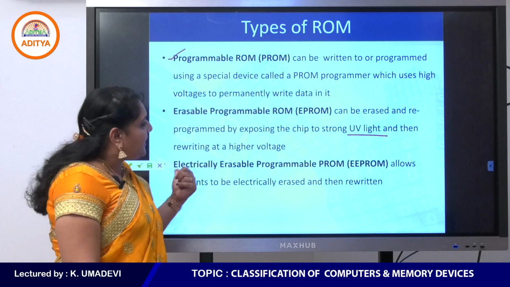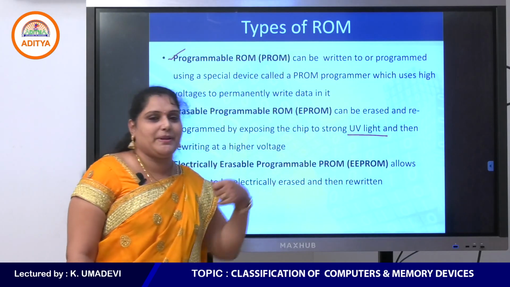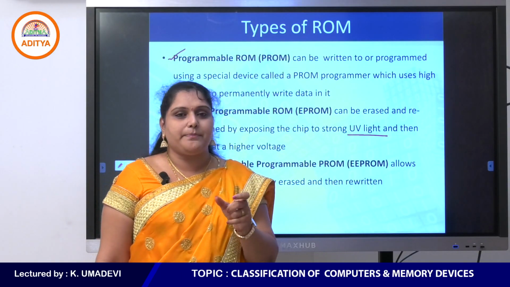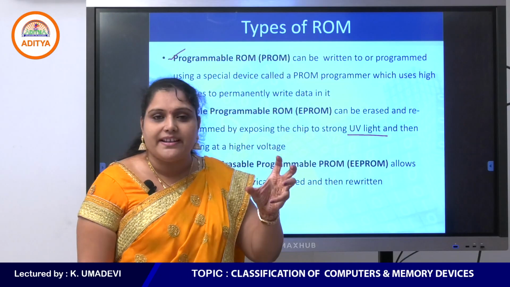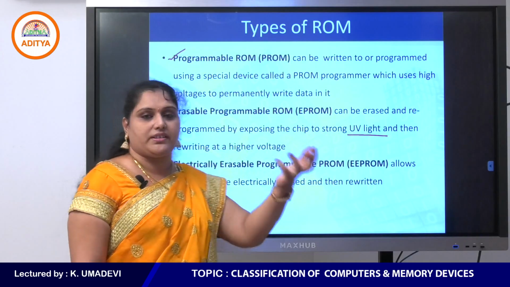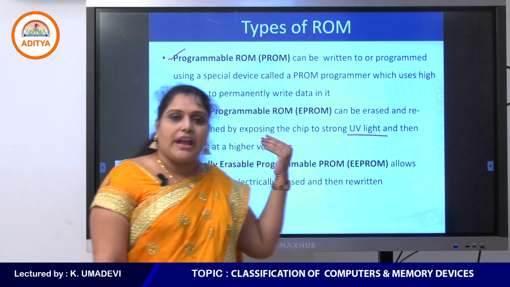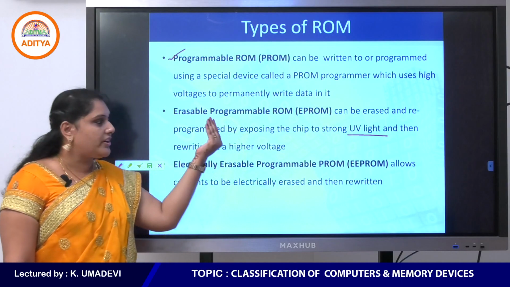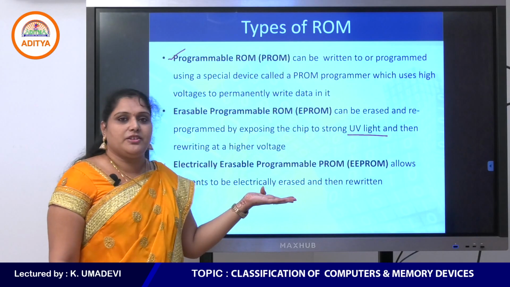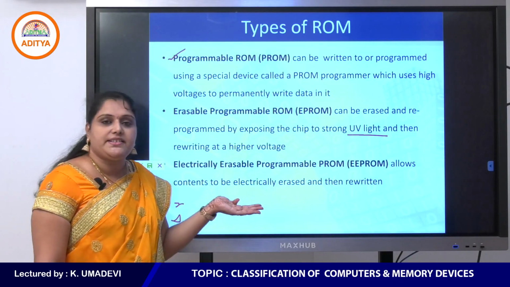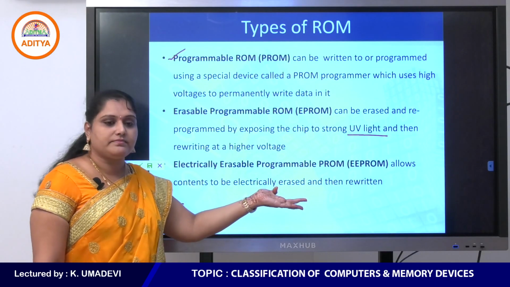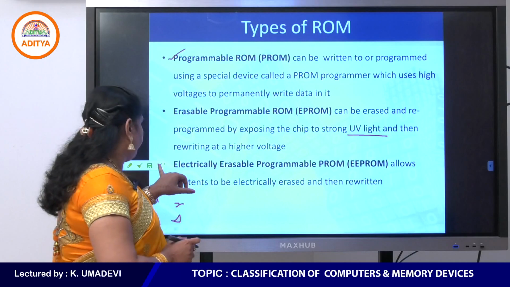Last one, electrically erasable programmable read-only memory. It is also used to erase the data, but by using electrical pulses or electrical voltages. It allows contents to be electrically erased and then rewritten. So these two types are used to erase the data stored in ROM, because the data in ROM will not be directly erased. By using either of these types, we can easily erase the data in ROM. Okay students, do you understand? So these are the three types.